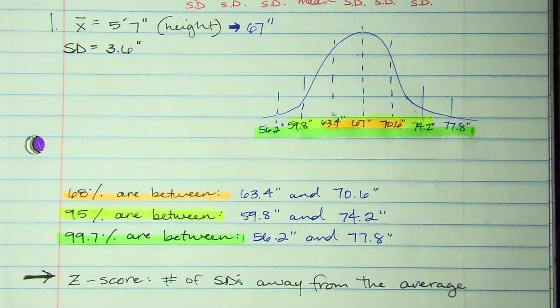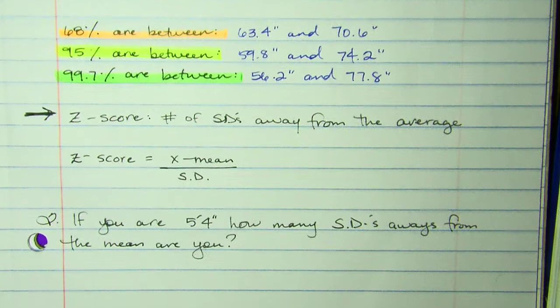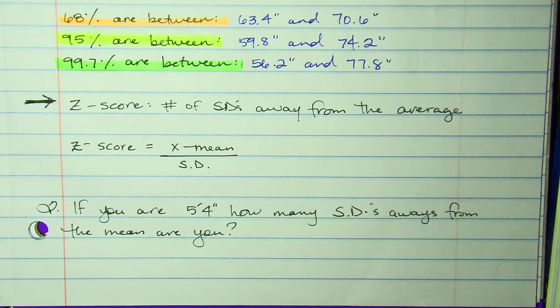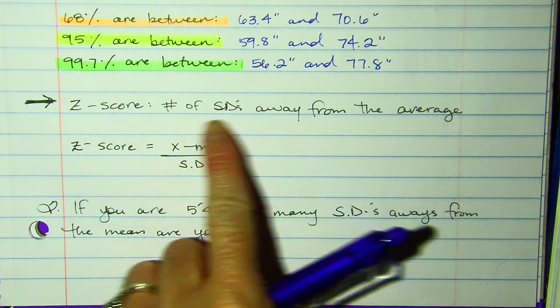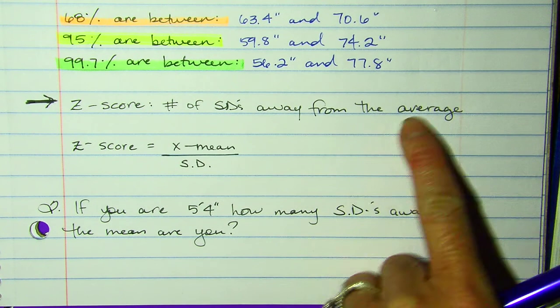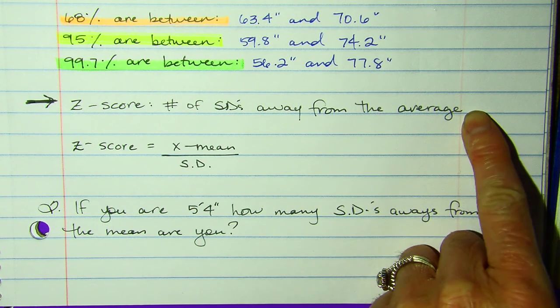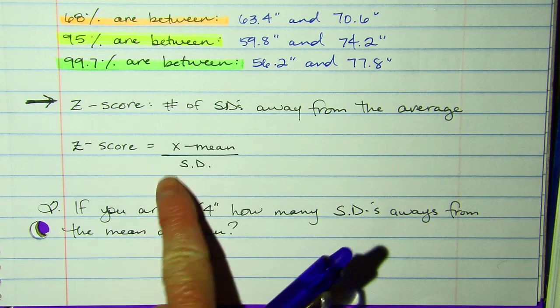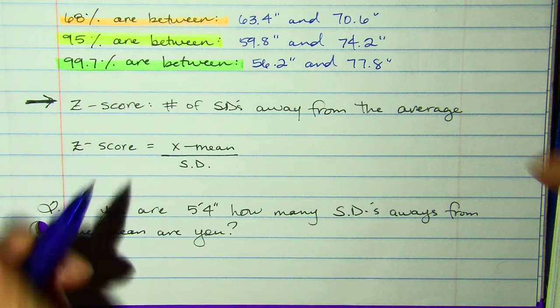Okay, Z-score. Now, Z-score is something different. The Z-score is the number of standard deviations away from the average that a data point represents. So I've written down the formula for your Z-score.